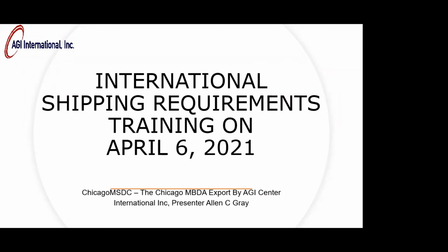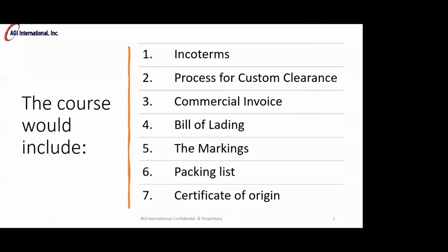All right, thank you very much. Today I'm going to take you through what I think are very important parts of international shipping requirements, and things that get small and medium-sized companies into trouble if they don't understand certain aspects of how we ship internationally. We're going to cover the Incoterms to make sure that you understand the significance, what they mean, how to use them, and how to get in trouble with them if we're not making sure that we're using the right terms.